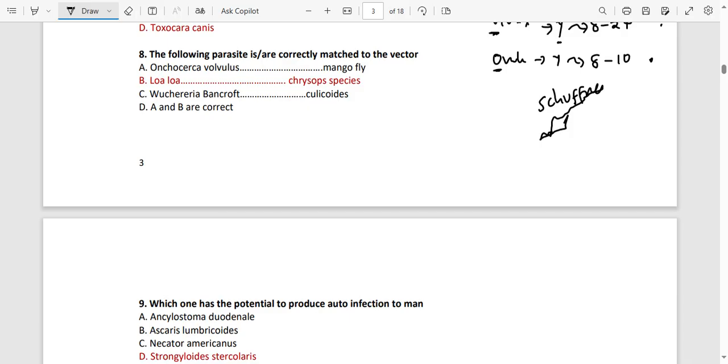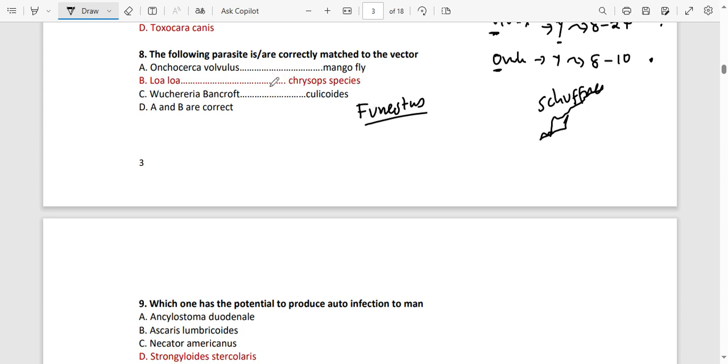So as we can see there, Loa loa is going to be transmitted by Chrysops species. When you talk about Wuchereria bancrofti, this guy is transmitted by mosquito, specifically of the genus Anopheles. And also there's Anopheles gambiae. That's an Anopheles mosquito. So those are the genus.